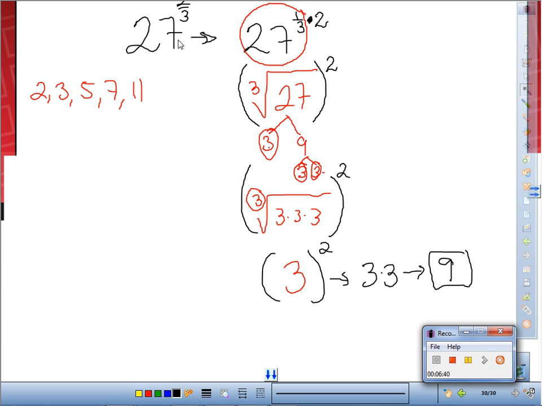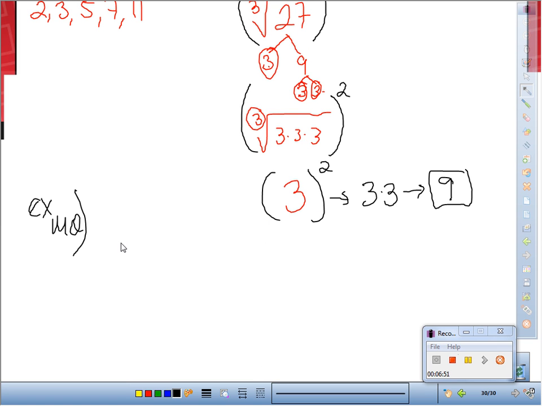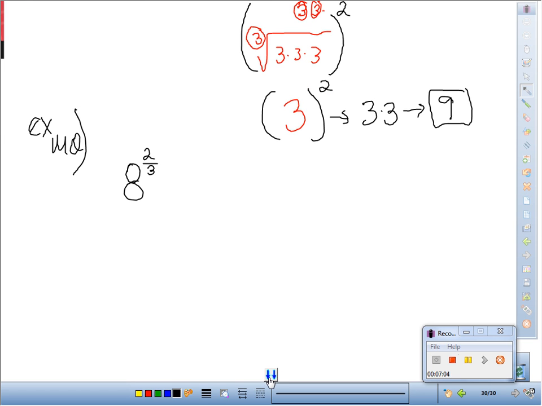So, any questions with that? Copy this one down. Example, mega cube. Here we go. 8 to the 2/3 power. Let's do this one together. See how we do. So look at it. Think about how would you rewrite that? Okay, rewrite it and see if we agree.